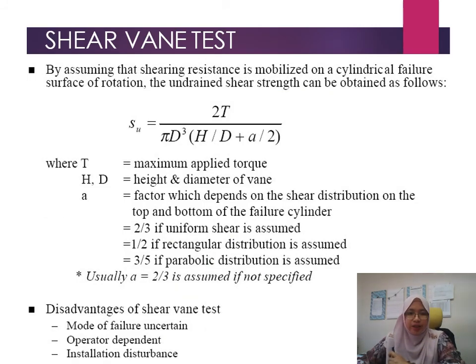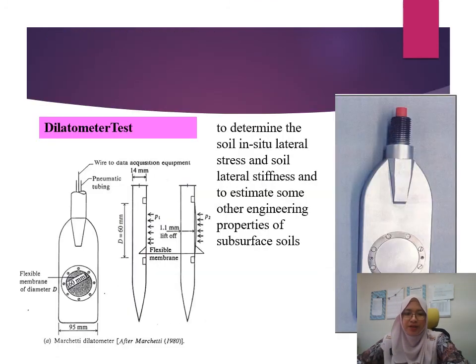Okay, so this is the formulation on how to calculate the undrained strength of the shear vane test. You can use this formula. The disadvantages of the shear vane test are that the mode of failure is uncertain, it is operator dependent, and there might be installation disturbance.